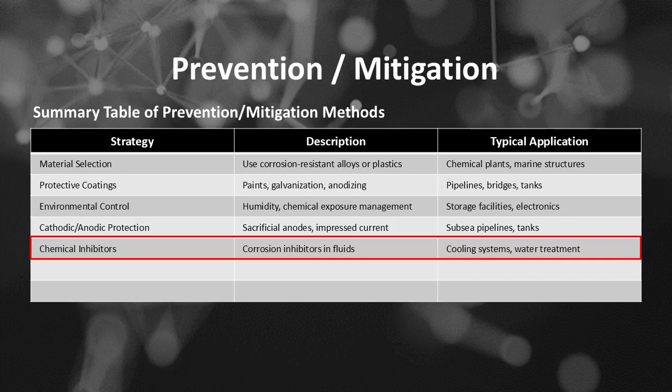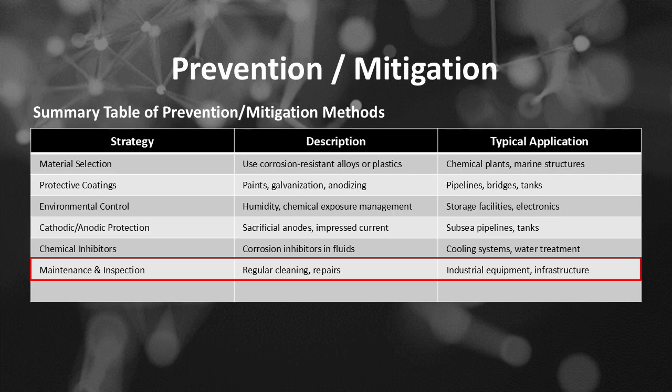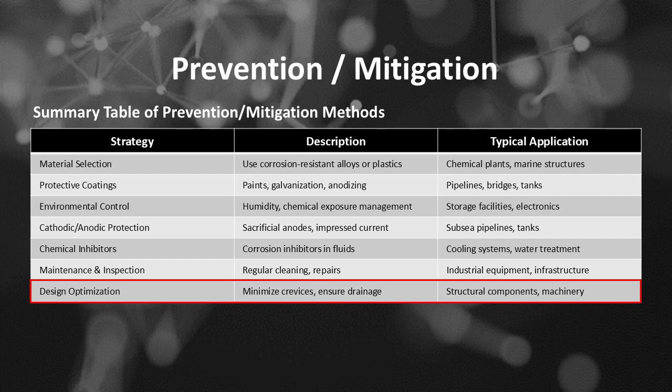If the prevention and mitigation strategy is chemical inhibitors, its description is corrosion inhibitors in fluids, and the typical application is cooling systems and water treatment. If the strategy is maintenance inspection, its description is regular cleaning and repairs, and the typical application is industrial equipment and infrastructure. If the strategy is design optimization, its description is minimize crevices and ensure drainage, and the typical application is structural components and machinery.